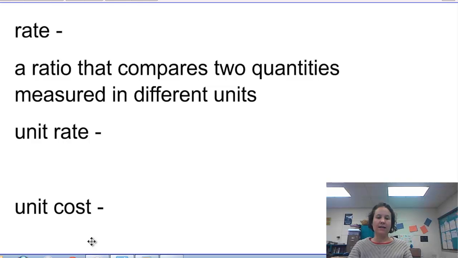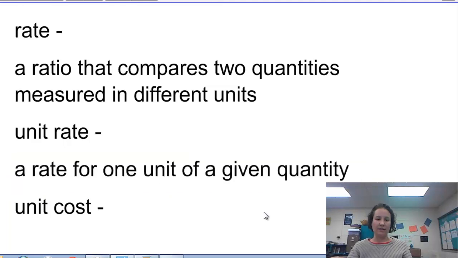A rate is any ratio, just like what we talked about in the last video where you're comparing two quantities, but now we're comparing two quantities that are measured in different units. So all rates are ratios, but not all ratios are rates.